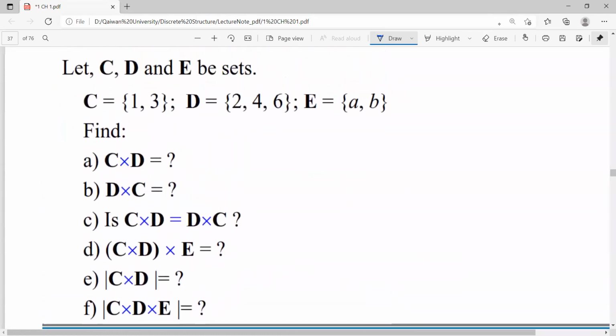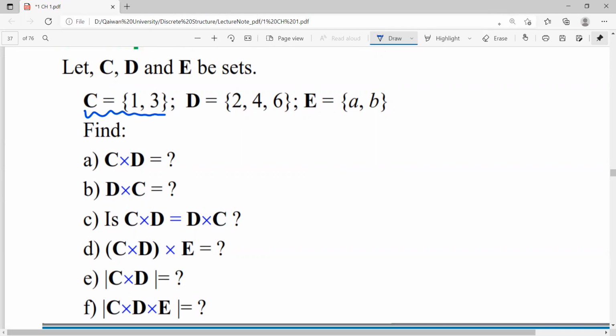We have only this example; I'm just going to explain it and leave the rest for yourselves. Try to do it by yourself and it will be enough for today. Here we have C, which has 2 elements, D, which has 3 elements, and E, which has 2 elements. Here we should find C times D and D times C, and show whether these 2 sets are equal or not.